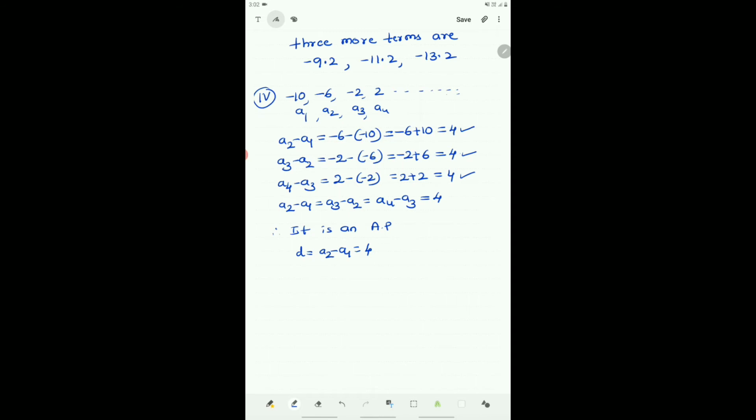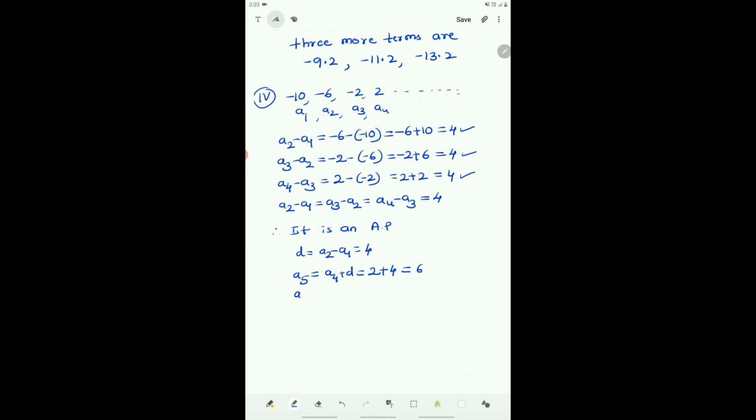Next 3 terms, 3 more terms. So up to how many terms they are given? Up to A4, means 4th term is given. So to get 5th term A5, A4 plus D. Here, if D is added to 4th term A4, 5th term can be obtained. A5 is equals to what? A4 plus D, that is A4 is 2 here plus D. D is nothing but 4. So it is 2 plus 4 is equals to 6.